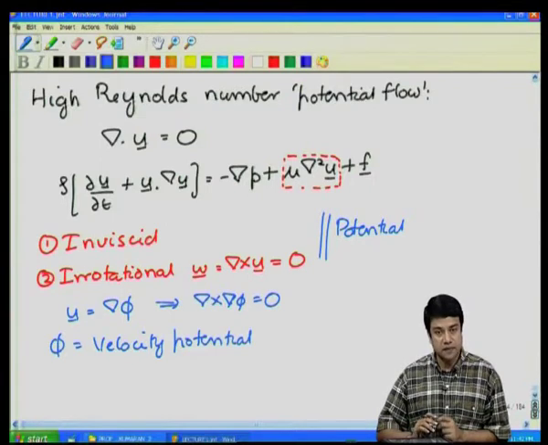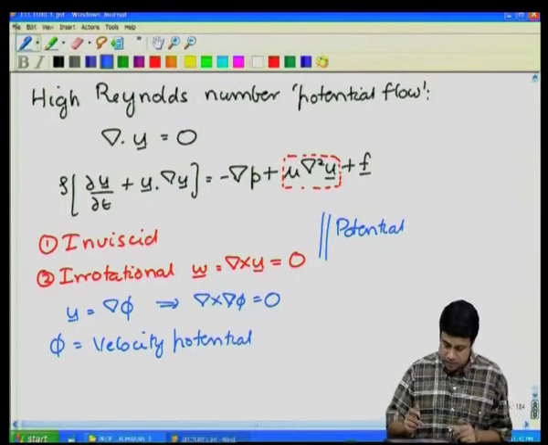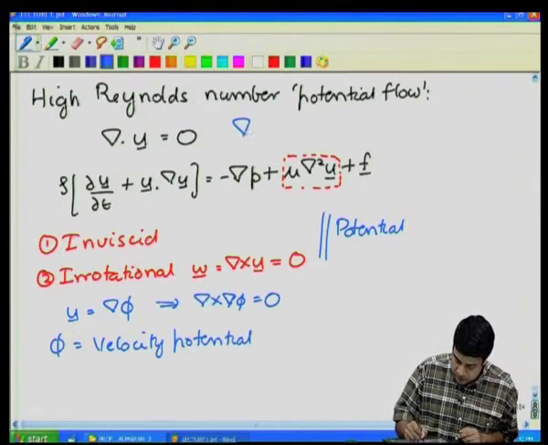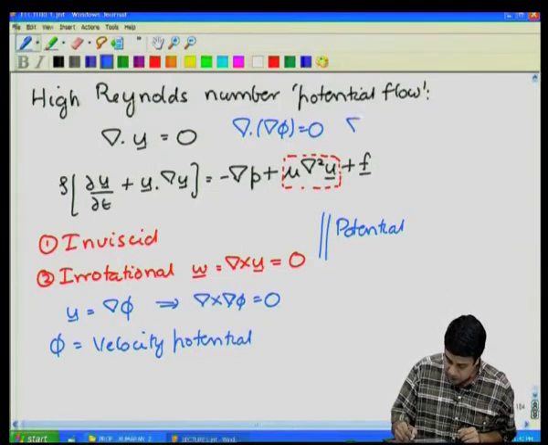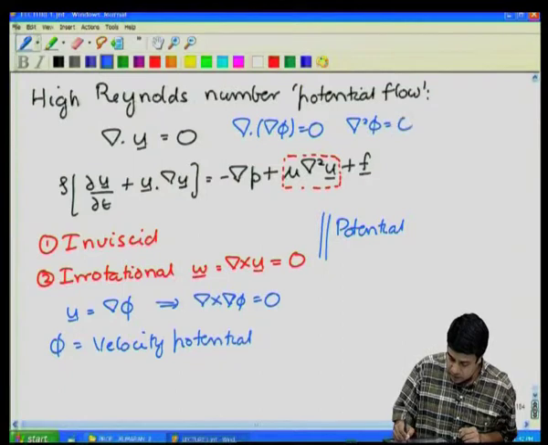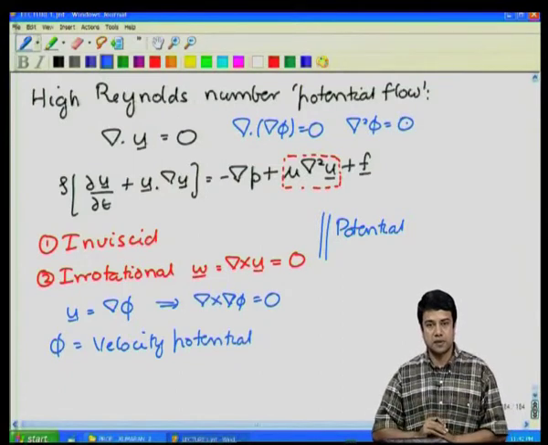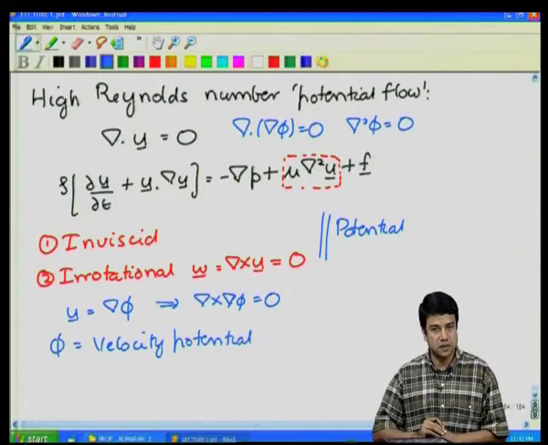Once you express the velocity as the gradient of the potential, then you can see that the equation del dot u equal to 0 reduces to del dot grad phi is equal to 0. Or the Laplacian of this potential has to be equal to 0. So, that is the equation of motion for the velocity potential.